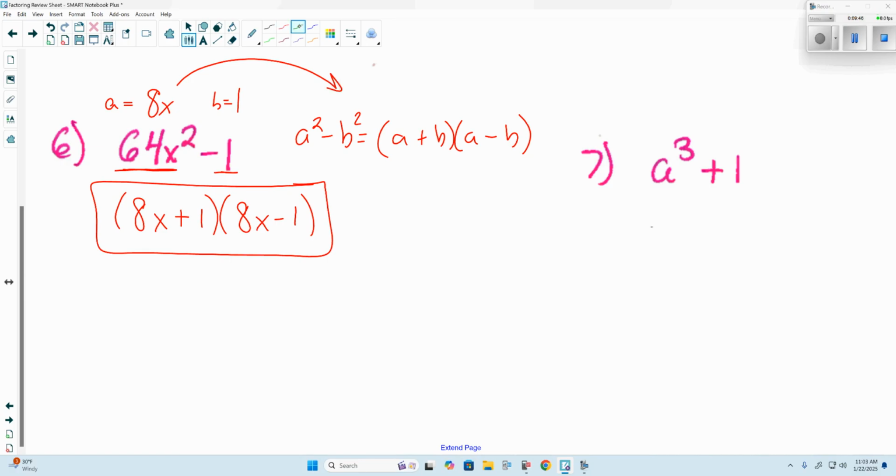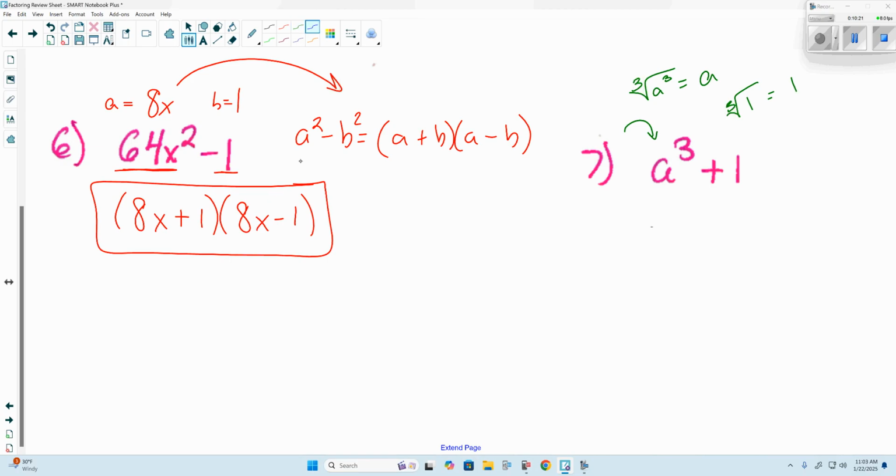Let's look at number 7. A cubed plus 1. So we have a to the third power, yes? So there's a good chance it's a sum or difference of 2 cubes. There is no greatest common factor. So the main way we would know is, is there an expression that multiplied by itself 3 times gives us a to the third? A. Because we can take the cube root of a to the third and get a. And we can also take the cube root of 1, which is 1. Okay?